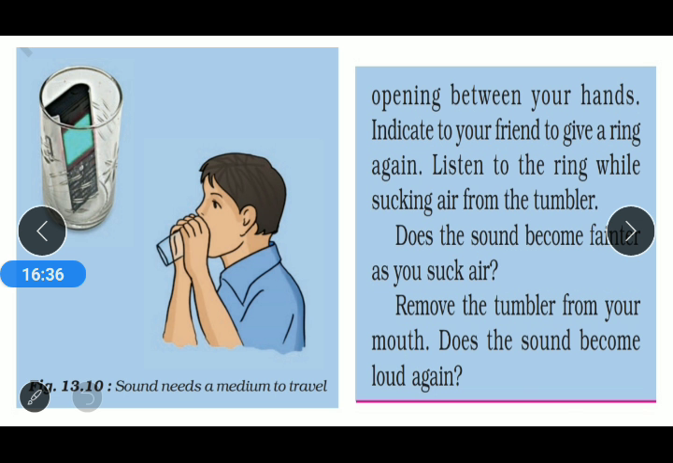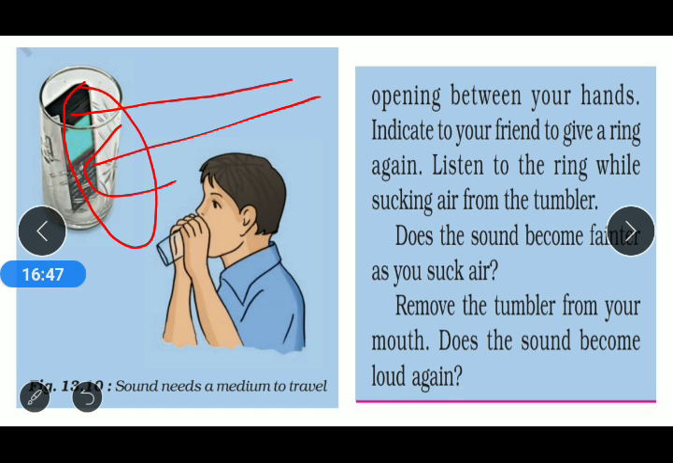What do we require in that activity? We require a glass tumbler. Here you can see there is a glass tumbler we require, and we also require a cell phone. There are two things we require in that activity. Number one, a glass tumbler, and second, a mobile phone.